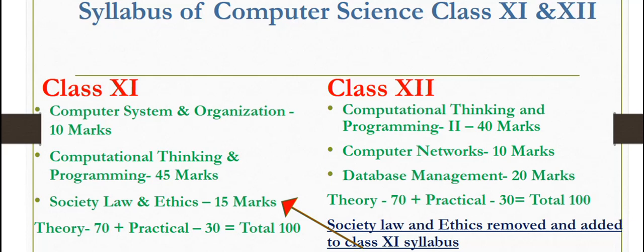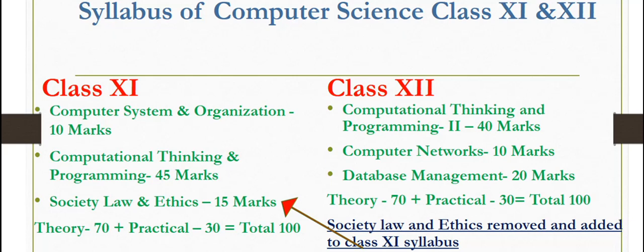So in the next chapter, computational thinking and programming, it is of 45 marks, and in this you will learn about how to design the algorithm, flowcharts, then pseudocode, then write program. So this chapter consists of 45 marks, the major part of the syllabus, and here you will learn about the programming concept, how to make Python programs.